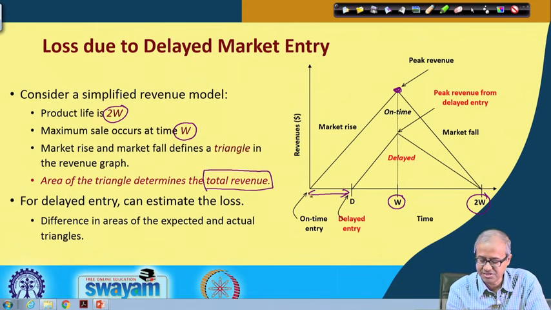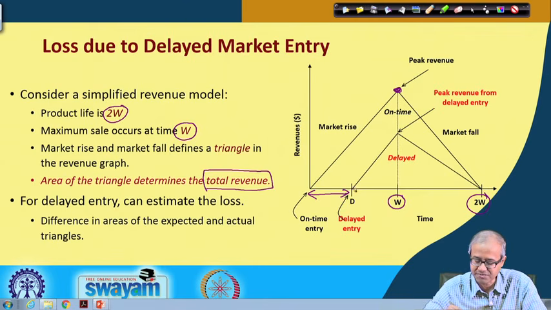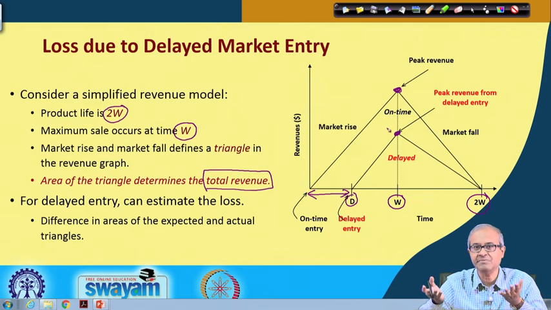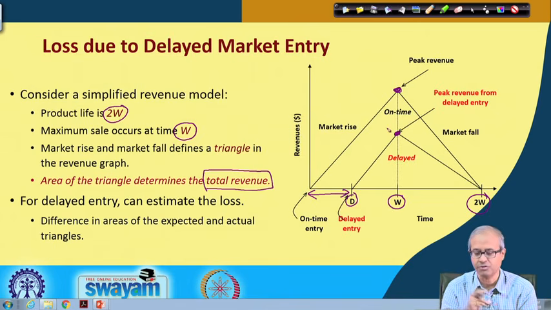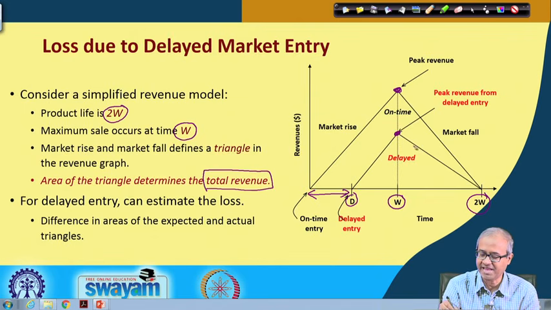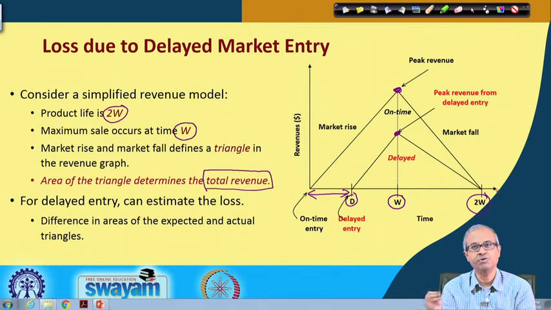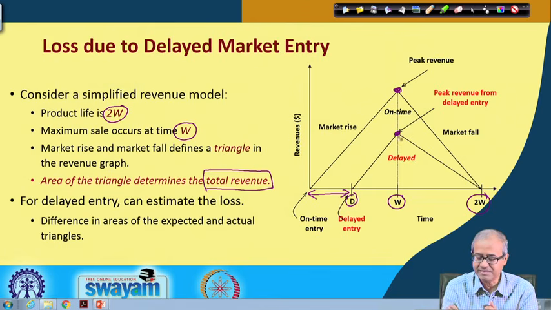Now, for delayed entry, as I said in the previous diagram also, suppose there is a delay in the entry by this much. Now your triangle starts from this point D, but it will again reach the peak at the same point, because depending on market dynamics, beyond a certain point interest in that product will start to go down. So the fall will start happening at the same point W, and continue up to 2W, beyond which there will be no interest in that product anymore. But your initial delay is shifting the left vertex of your triangle to the right.